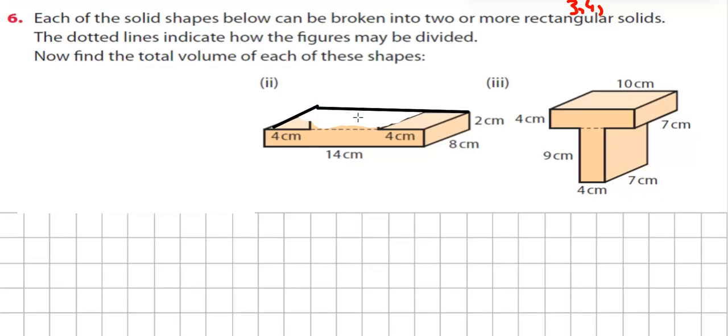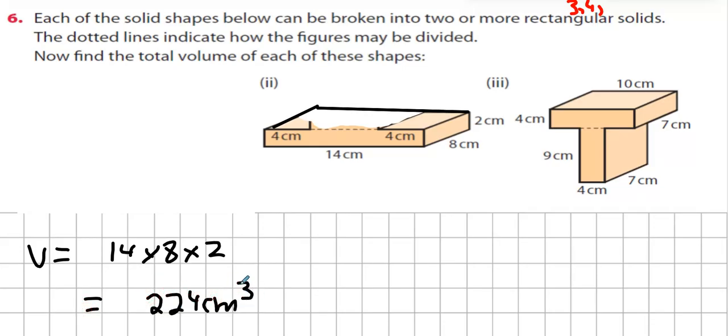Is that all right? What's the volume of that box? Can anybody tell me? What's the volume of it? What's the length? What's the width? And what's the height? 2. So what's 14 by 8 by 2? 224 centimeters cubed.